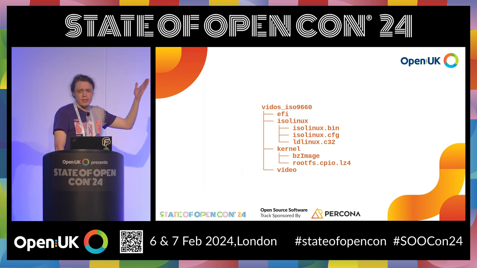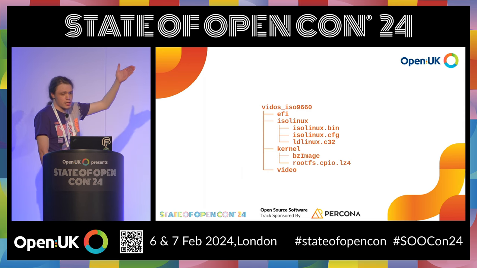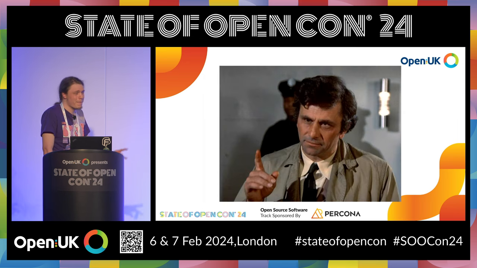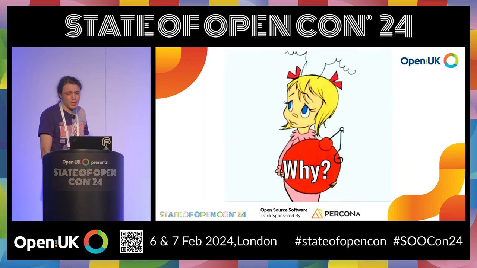All right, end game. So this is everything that XORISO takes and bakes into our ISO 9660 file system. It's, you know, 23 megs plus the size of our video, basically. Bootloader's in there, a couple of other things. But just one more thing.